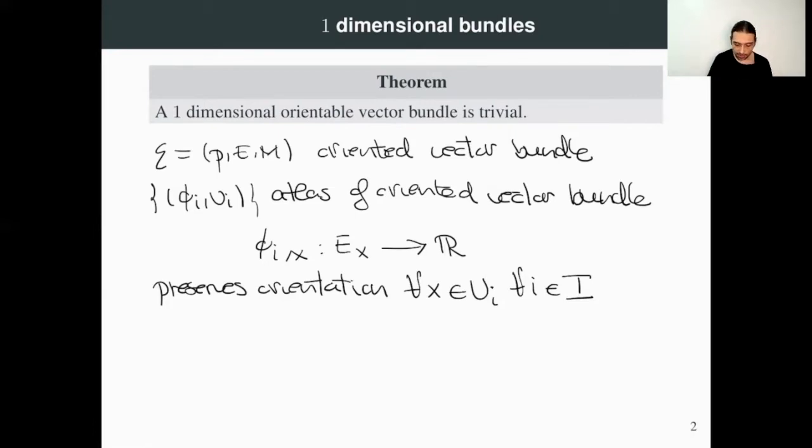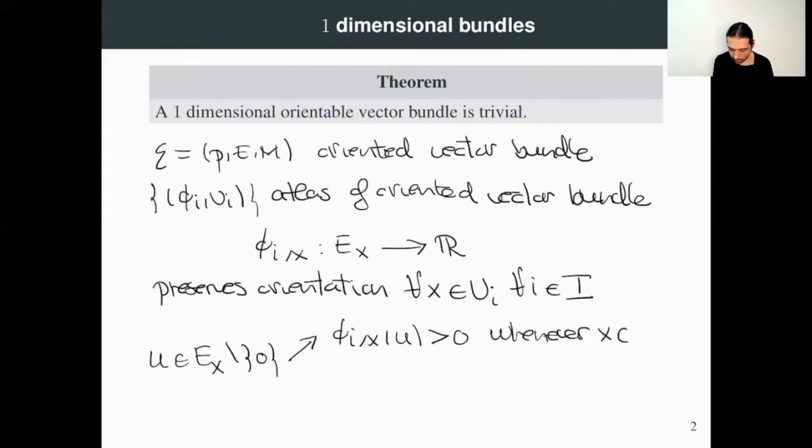But let's actually realize something, is that if u belongs to the fiber of x and it's not the zero vector, we get that these maps over here, the phi ix, are always positive on u, whenever x belongs to ui, or we have that they're always negative. And why is that?